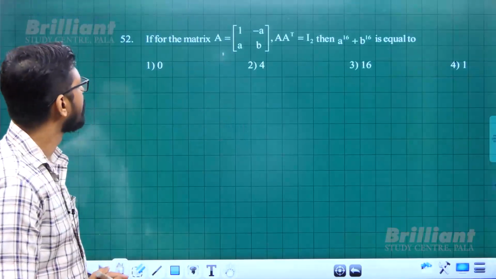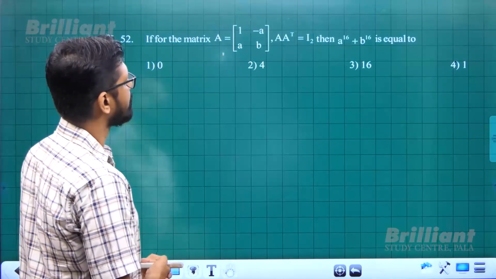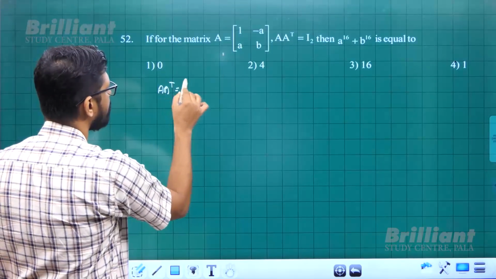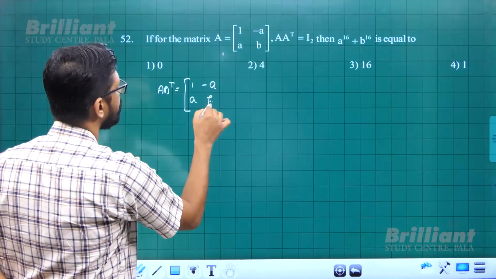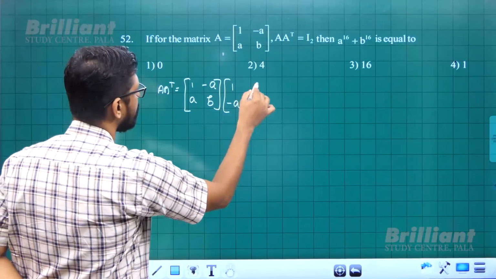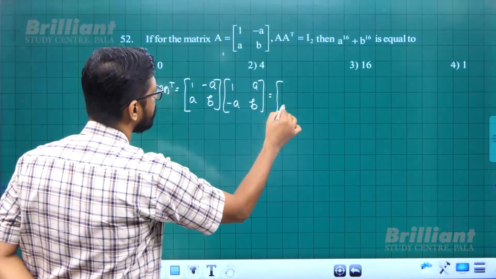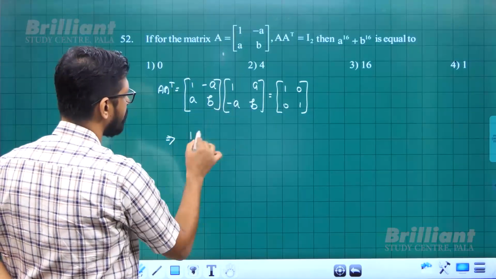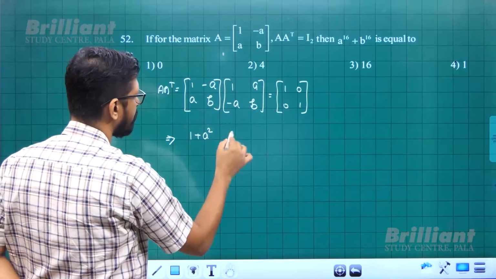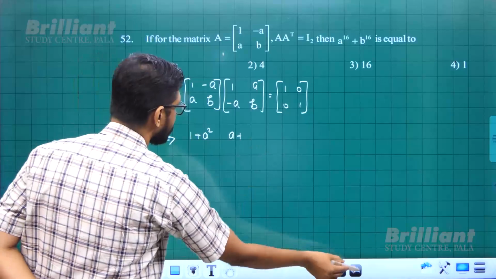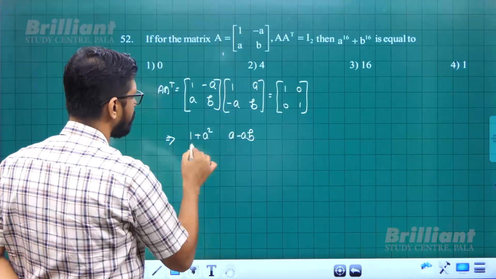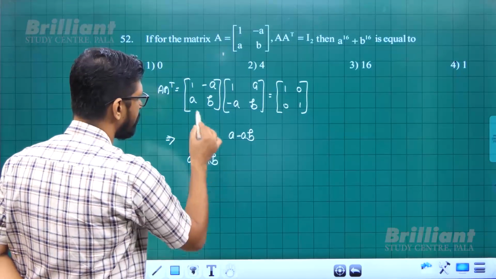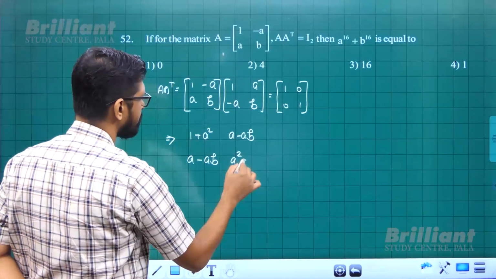Okay, if for the matrix A is equal to [1 minus a b], a into a transpose is equal to I2, then a raised to 16 plus b raised to 16. പിള്ളേരെ, a into a transpose എന്ന് പറയുന്നത് 1 minus a b into a transpose എന്ന് പറയുന്നത് കുത്തനെ എഴുതിയ 1 minus a b is equal to I2 ആണ്, 1 0 0 1, and that implies 1 plus a square, a minus ab, അല്ലേ, a minus ab, a into 1 minus b into a എന്ന് പറയുന്ന മൈനസ് ab, a into a സ്ക്വയർ പ്ലസ് b സ്ക്വയർ.